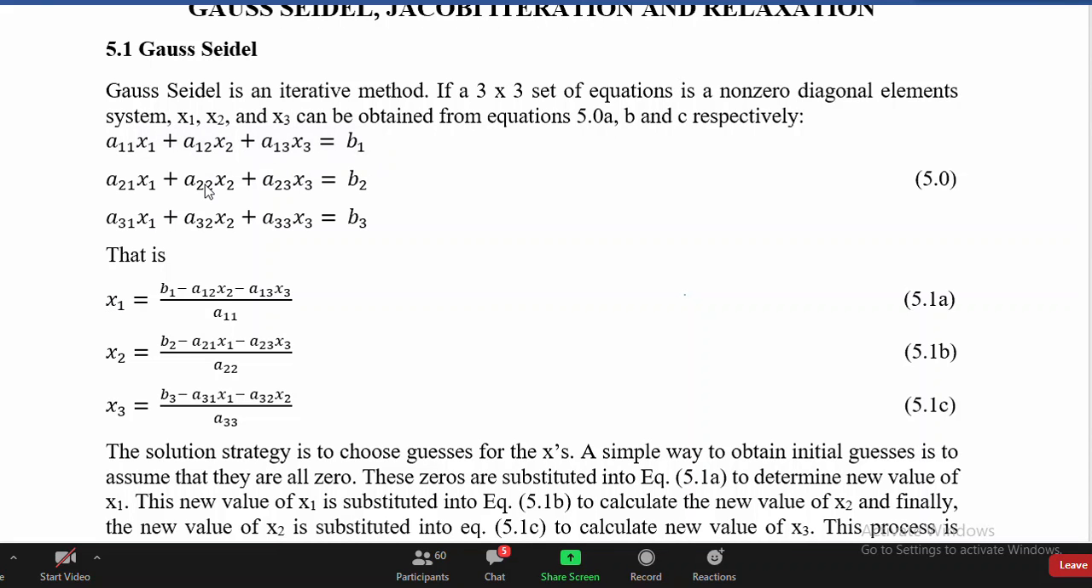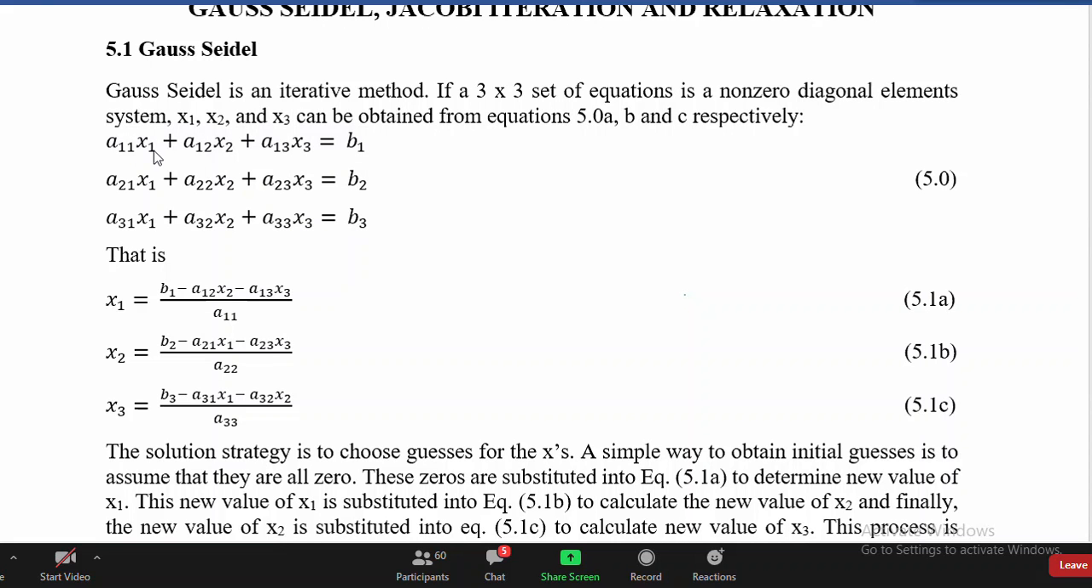Then go to equation 2. Do the same thing. Carry all this, a21, x1, a23, x3 to this side, since we want to make x2 the subject. So it will be b2 minus a21, x1 minus a23, x3, all over a22. That's it. We do the same thing here for a33, x3. x3 is the one we are looking for now. We do it on the third equation.